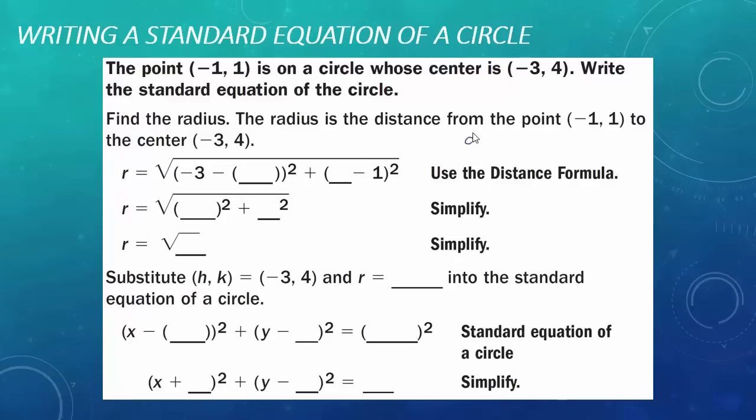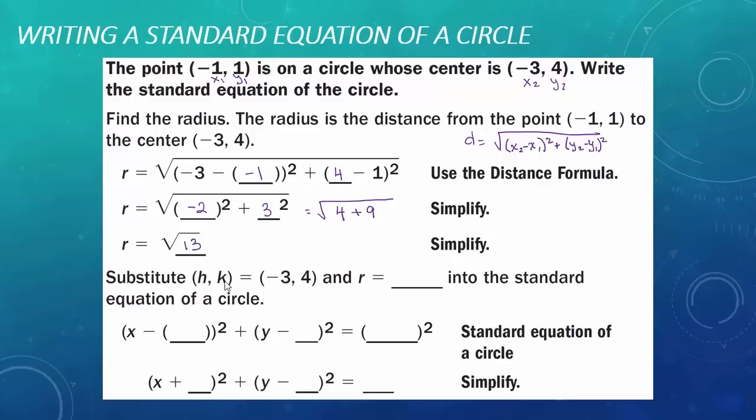Remember your distance formula, d, is the square root of x2 minus x1, the quantity squared, plus y2 minus y1, the quantity squared. Here's our x1, y1, and this is x2, y2. Plug it into our equation. We've got negative 3 minus negative 1, the quantity squared, plus 4 minus 1, the quantity squared. Simplify inside the parentheses. You got negative 3 minus a negative 1, which is the same thing as saying plus 1, which gives me negative 2 squared, and 4 minus 1 is 3. Negative 2 squared is 4, positive 3 squared is 9, 4 plus 9 is 13, so we've got the radius as the square root of 13.